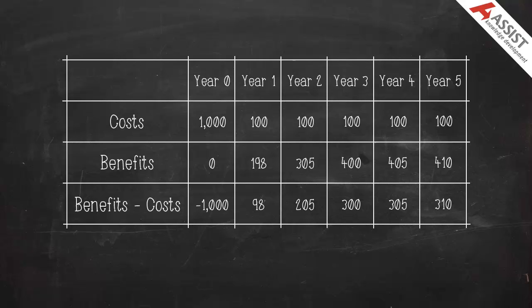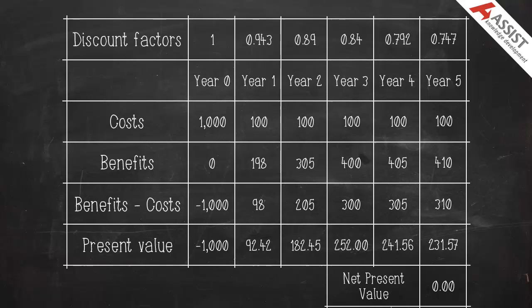What we now have to do is to construct a spreadsheet to identify what discount rate leads to a net present value of 0 for this project. After some experimentation, we find that it is 6%, and you can see that here. For instance, in year 1, the benefits minus costs is 98. These are discounted by multiplying by 0.943 to give a present value of 92.42. And at the end of all of this, the net present value is 0.